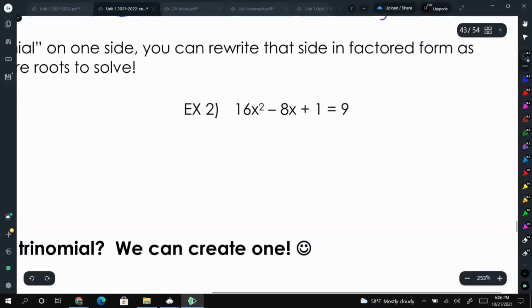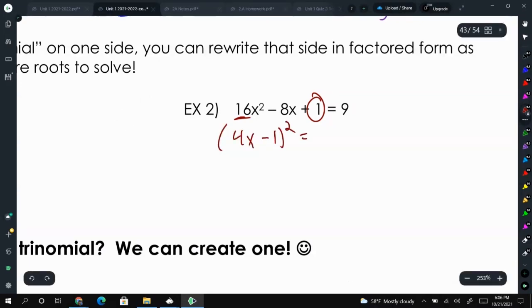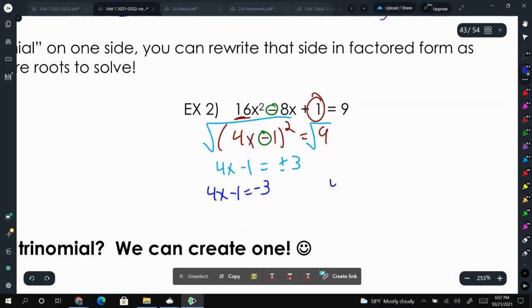In example 2, again, we have a 1, which is a perfect square, and a 16, which is a perfect square. So that's going to give us 4x minus 1 squared equals 9. And again, it's minus because our b term is negative. If we square root both sides, we get 4x minus 1 equals plus or minus 3. So 4x minus 1 equals negative 3, and 4x minus 1 equals positive 3.